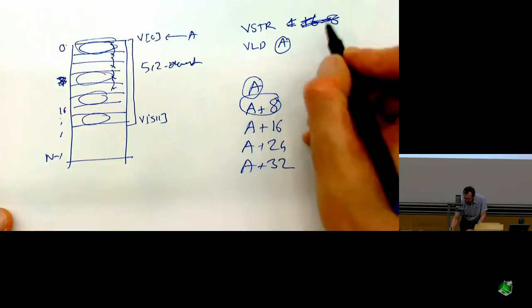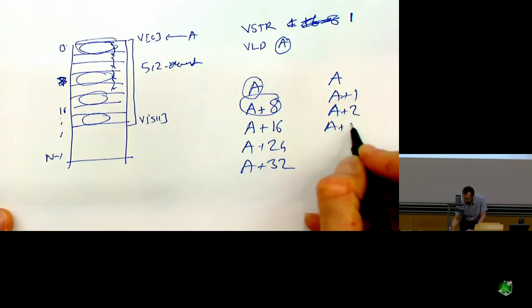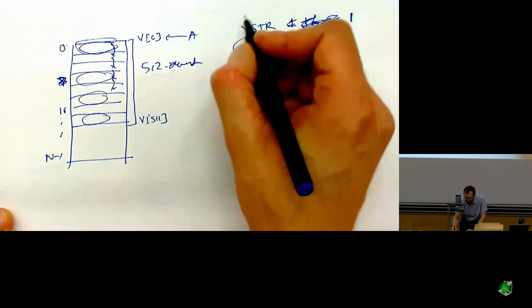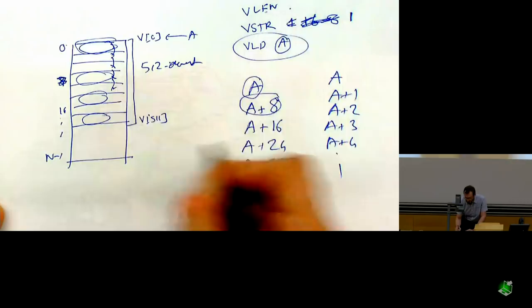So if you set the stride to 1, you basically access elements located in these locations, right? If you do a vector load A, that's what you would load. Of course, I didn't show you the vector length over here. You need to set the vector length to how many elements you're going to load into this register. So these vector length register and vector stride registers are important.